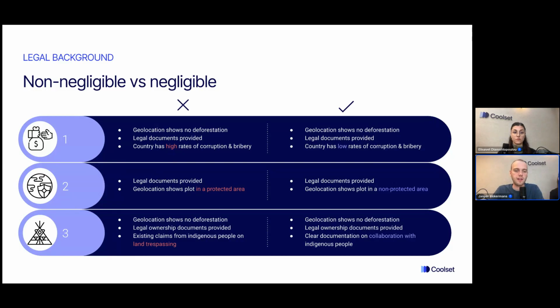And then the third one, here you also see that for most of it, they do comply, so the geolocation shows no deforestation. There's legal ownership documents which have been provided, and the existing claims from indigenous people on indigenous land have been proven to be trespassing, which then means that only on the third point here, you need to do a risk mitigation assessment to ensure that all of these steps have been taken to work together with indigenous people and make sure that they're not suffering from the deforestation or linked to the commodities that you're buying.